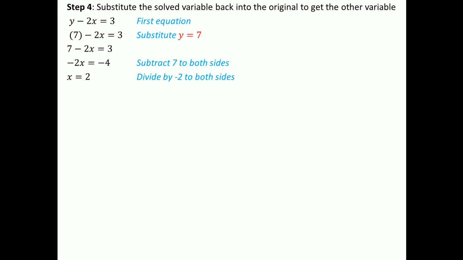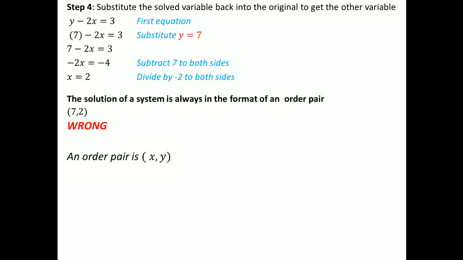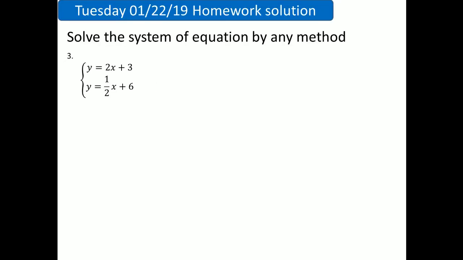is just 2. The solution of a system is always in a format of an ordered pair because we have an x and we have a y. So the answer here would be (7, 2), correct? Wrong. The ordered pair is always written (x, y). Therefore, it should be (2, 7). The x goes first, then the y. Okay? There you go.